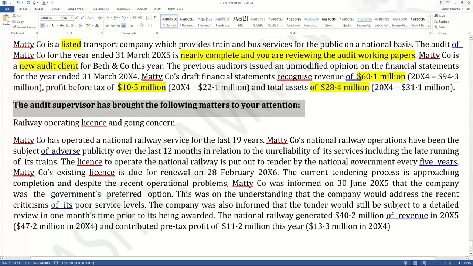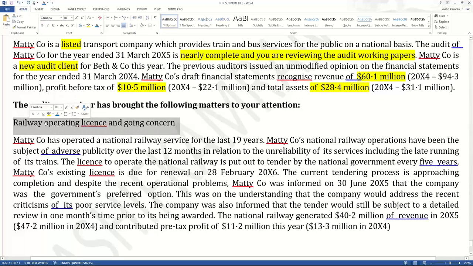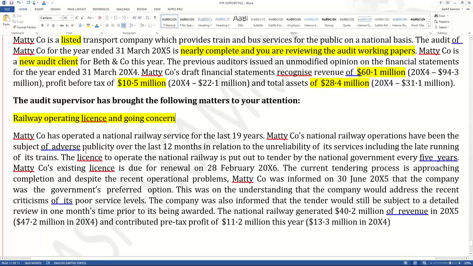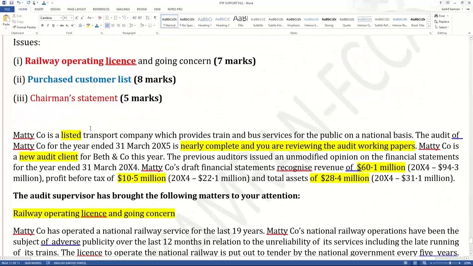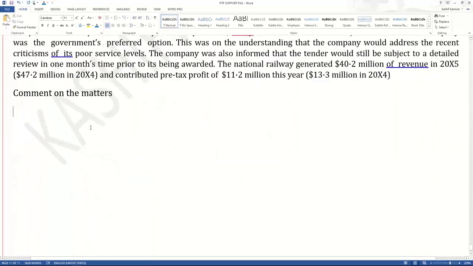You are a manager, right? Let's see what matters have been brought for your attention. The first matter is railway operating license and going concern. Let's see what's the issue. Comment on the matters. So let's prepare our answer. We have a total of 7 marks, I think, if I'm not mistaken. Let me confirm the number of marks. 7. And in the 7, we are not just commenting on the matters. We need to write the evidence as well, right? So let's start the journey first with the first matter, railway operating license.